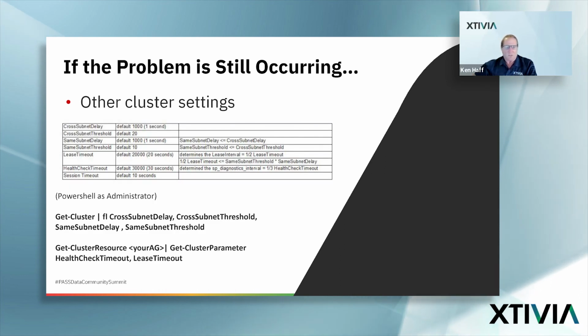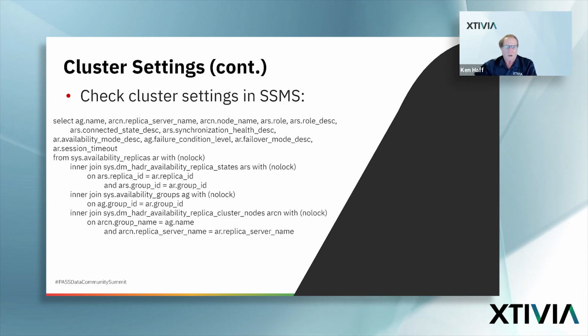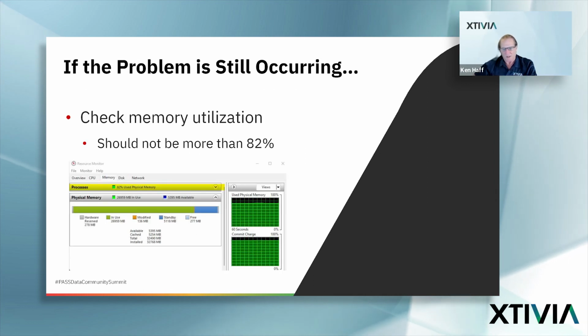This talks a little bit more about the cluster settings that we would adjust if needed, especially this cross subnet. If your AlwaysOn is in different subnets, we might have to play with that. You can also check from Management Studio. There's a query that will give you the settings out of SSMS.